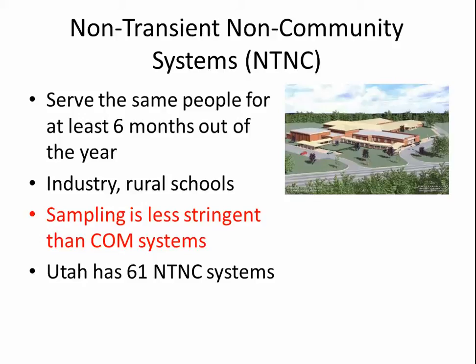So the sampling for these systems is not as stringent as the sampling for community systems, but it still is pretty intense. Really, the only sampling requirement that they don't have is radionuclides. And they also do not have to do a consumer confidence report, although many do.